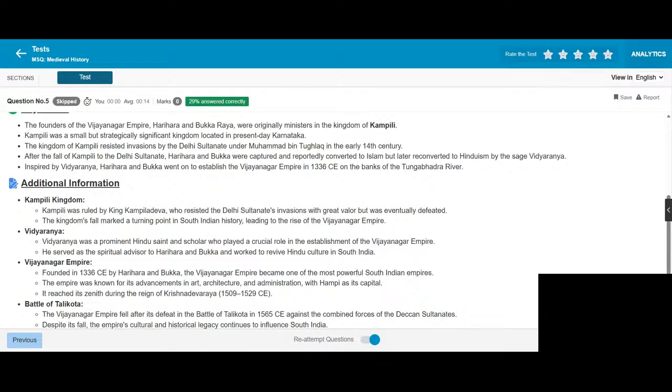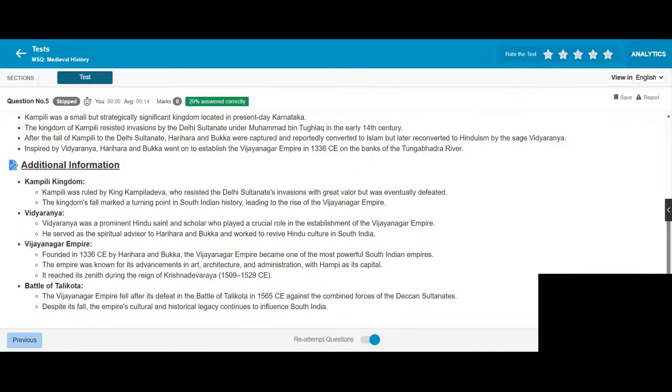After the fall of Kampili to the Delhi Sultanate, Harihar and Bukka were captured and reportedly converted to Islam, but later reconverted to Hinduism by the sage Vidyaranya. Inspired by Vidyaranya, Harihar and Bukka went on to establish the Vijayanagar Empire in 1336 CE on the bank of the Tungabhadra River.